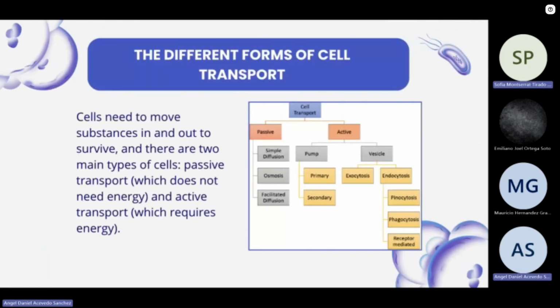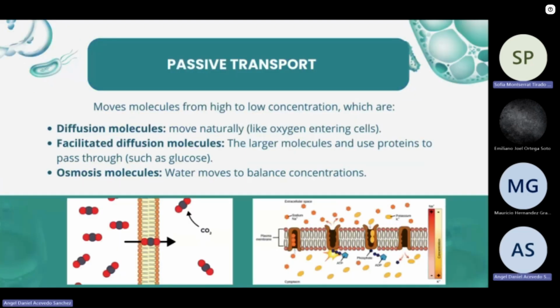Okay, now I'm going to explain the different forms of cell transport that exist. Cells need to move substances in and out to survive, and there are two main types. Passive transport moves molecules from high to low concentration, which are: 1. Diffusion. These molecules move naturally, like oxygen entering cells. 2. Facilitated diffusion. These are larger molecules and use proteins to pass through, such as glucose. And finally, 3. Osmosis. In this, water moves to balance concentration.